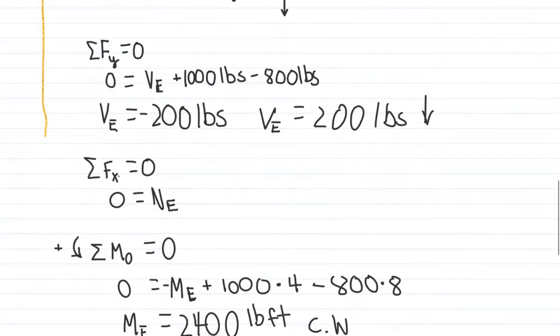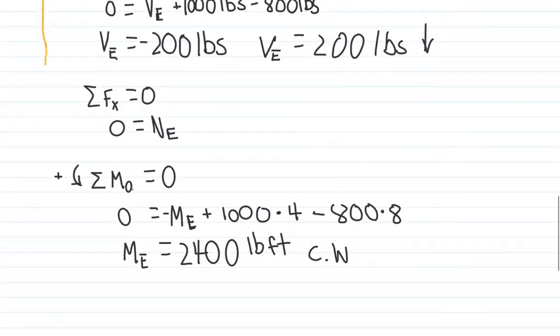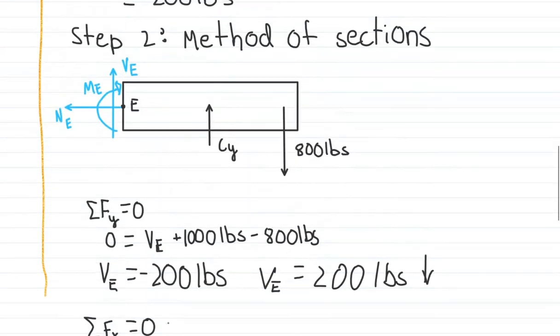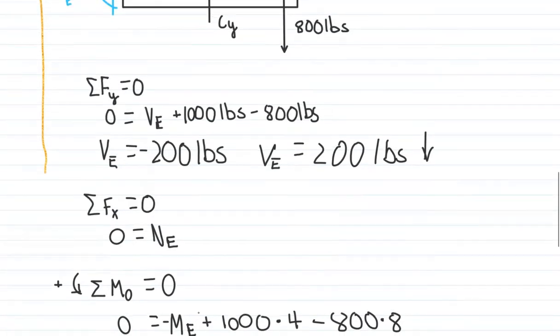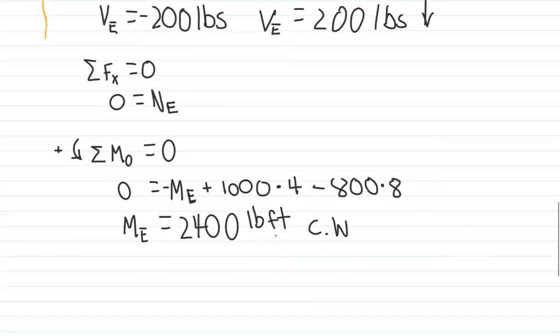There is no normal force since there is no other horizontal forces. And as for the moment, we take the moment about E. So the moment is 0 since it is static. 0 equals the negative moment of E, since we assume counterclockwise to be positive, plus 1,000 times the horizontal distance, which is 4, minus 800 times 8, the horizontal distance. So the moment at E equals 2,400 pound-foot, and it is a positive value. So that means we assumed the correct direction, which is clockwise. Alright, thank you for watching today.